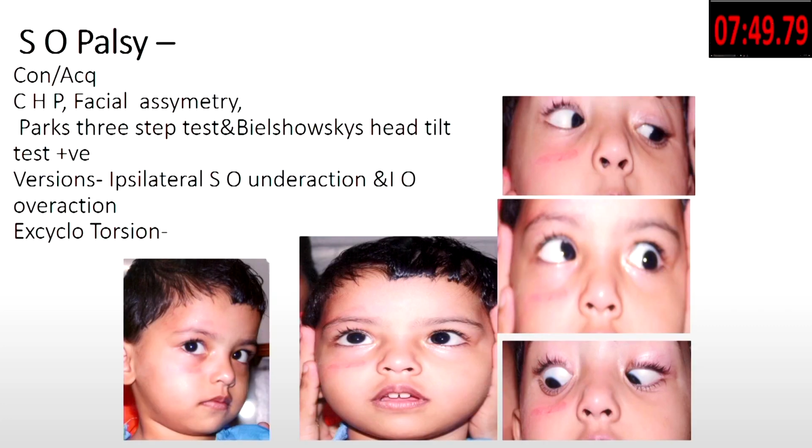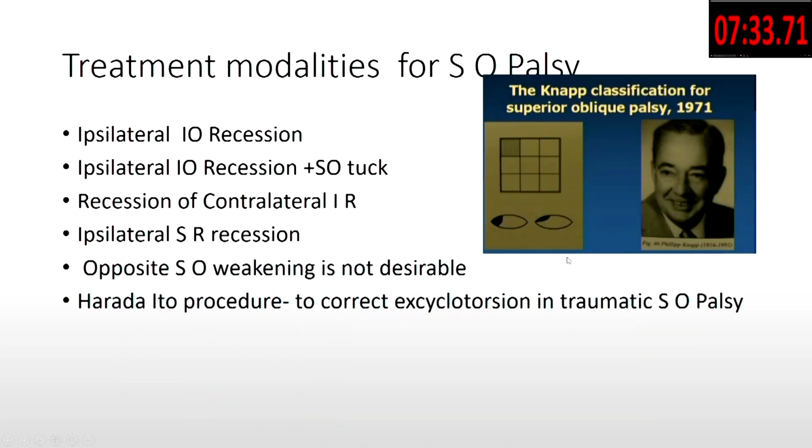This is a child with superior oblique palsy. You can see an abnormal head posture. When the head posture is made straight, the eye is deviated upwards. You can see that it is deviated upwards, and there is a defective depression. So this is a superior oblique palsy, and there are several treatment modalities for superior oblique palsy.